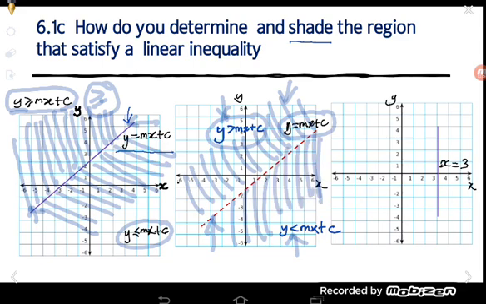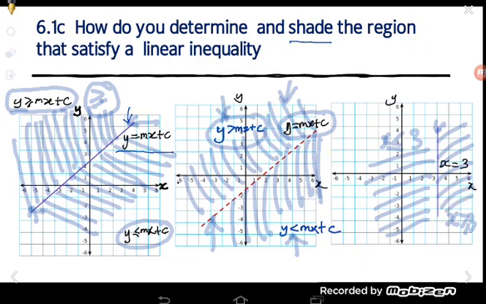Okay, and then if you have a straight line like this, it's vertical, parallel to the y-axis, and you want to shade the region for x less than 3, so you just shade on the left hand side of the straight line, and then if you want to shade x more than or equal to 3, it's over here.